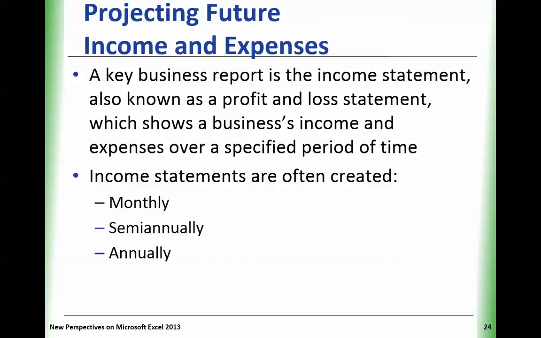A key business report is the income statement, which is the one we're going to be working on. Also known as the profit and loss statement, which shows a business's income and expenses over a specific period of time. Income statements are often created monthly, semi-annually, or annually. Monthly, you get 12 of them. Semi-annually means you get 2 of them. Annually means you get 1 of them every year.